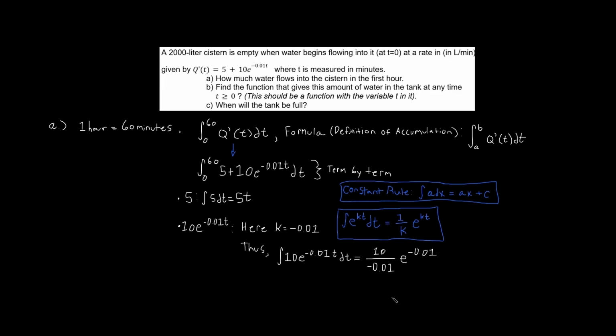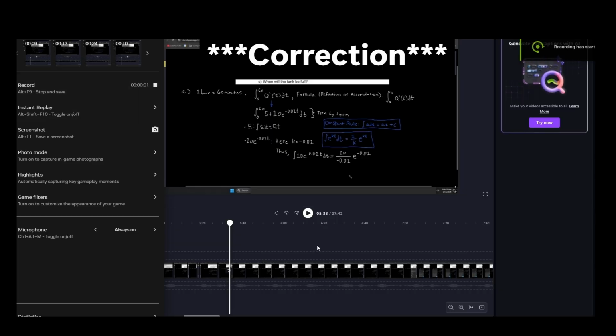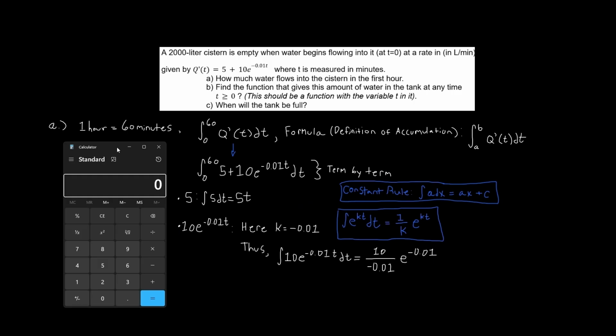So we got the integral of 10 times Euler's number raised to the negative exponent 0.01 times t. It's going to equal 10 over negative 0.01 times e raised to the negative exponent 0.01. Yo, I'm editing and I just realized that there's supposed to be a t in this negative exponent here. Watch my cursor. There's supposed to be a t right here. So just pretend there's a t right there. Thanks.